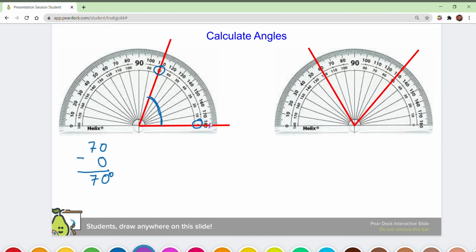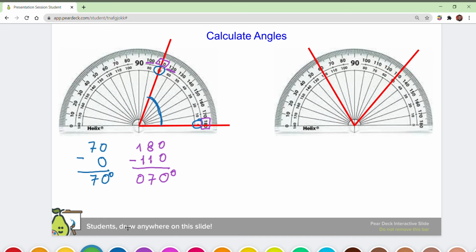Now we are going to look at the outside scale. We have here 180 and over there 100 something. Let's look at the numbers. We have 100 on its left, 120 on its right. So between 100 and 120 there is 110. So 180 minus 110: 0 minus 0 is 0, 8 minus 1 is 7. So 70 degrees.